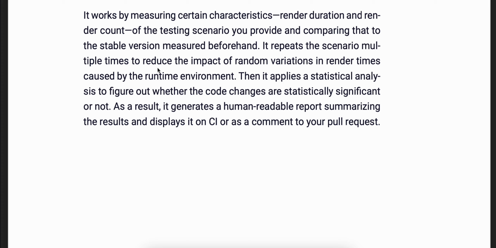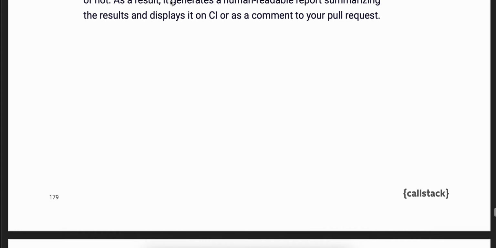It repeats the scenario multiple times to reduce the impact of random variations in render time caused by the runtime environment. Then it applies a statistical analysis to figure out whether the code changes are statistically significant or not. As a result, it generates a human readable report summarizing the results and displays it on CI or as a comment to your pull request.